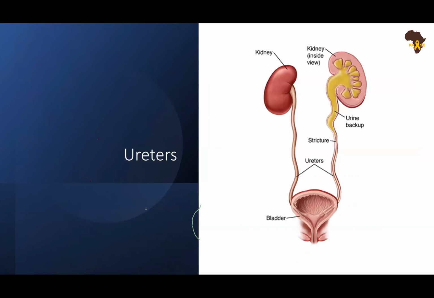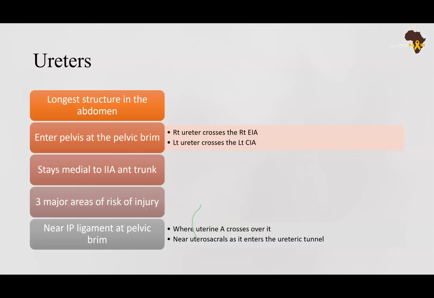Further on, moving to anatomy needed for endometriosis, we are talking of the ureters. The ureter is one of the longest structures in the abdomen. It enters at the pelvic brim, crossing the external iliac on the right and the common iliac on the left. It stays medial to the anterior trunk of the internal iliac at all times. So you have to keep in mind that the vessel is lateral to the ureter.